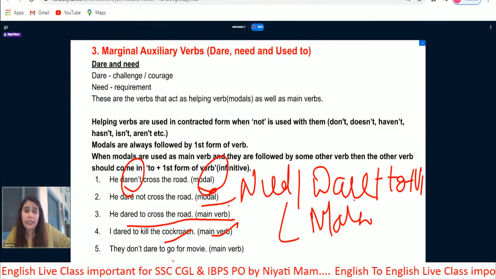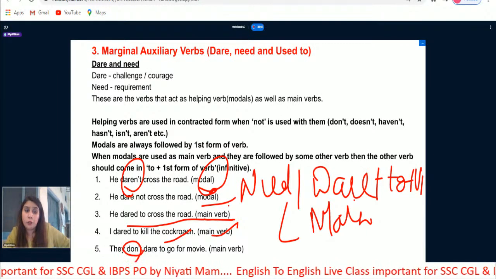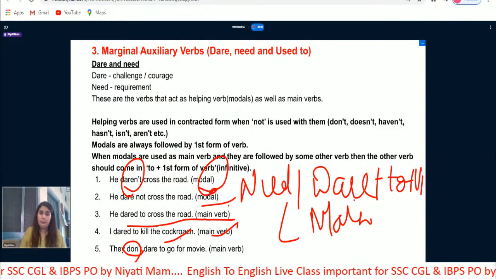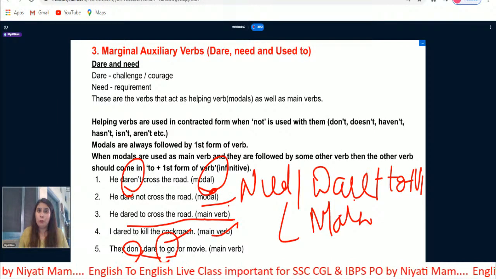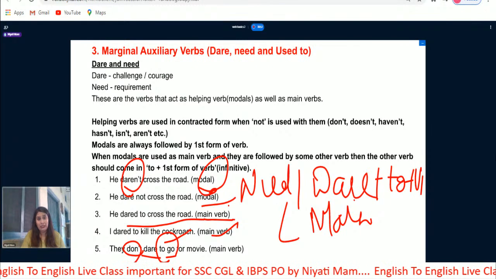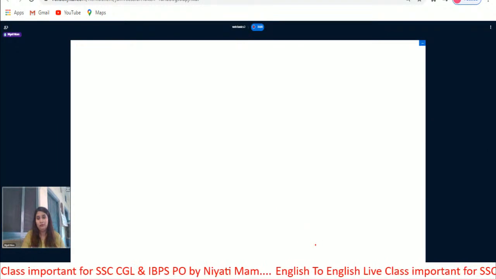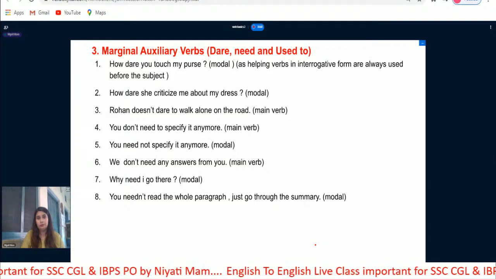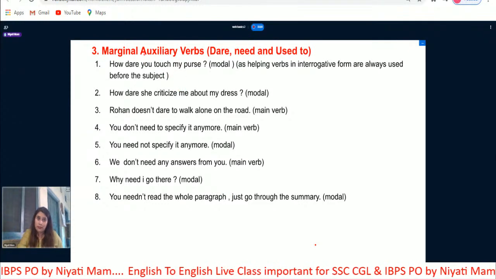They do not dare to go for movie. Now not is attached with what? Do. So do is what? Helping verb. Dare will become main verb and the another main verb is followed in the form of 2 plus V1. Nobody dares to call him by name. There is the main verb, to call another main verb after it. Okay. How dare you touch my purse?